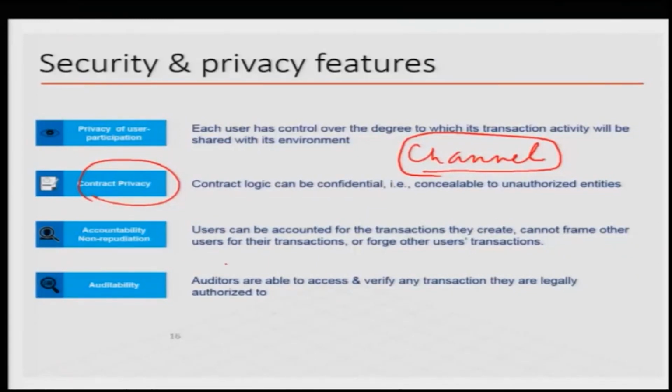The accountability and non-repudiation come from strong identity, right. Everybody has a strong identity. So, if they put in a transaction, they cannot say I did not do this transaction, and therefore, there is also auditability. Auditors can access and verify transactions that they are legally authorized to.